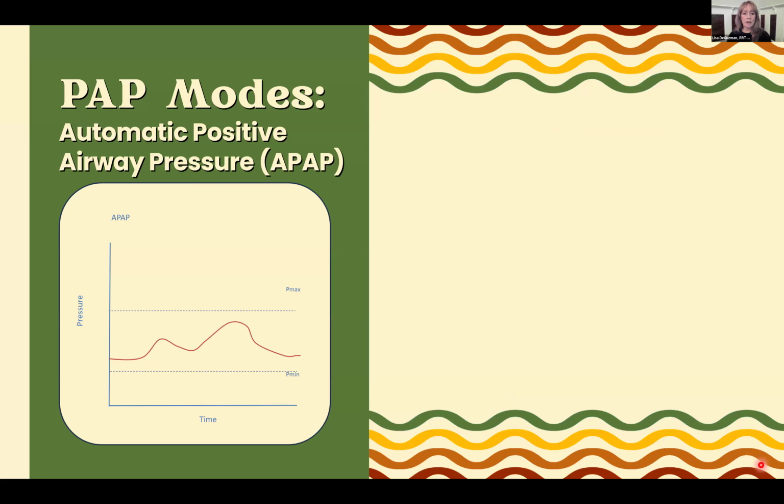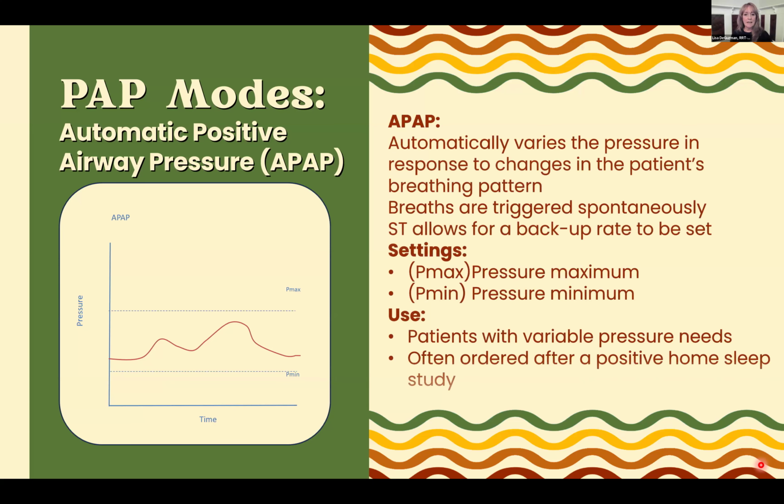APAP, automatic positive airway pressure. It fluctuates, and this is a good thing. Not everyone has the same sleep disordered breathing in all stages of sleep. Some are very REM dependent. That's when it's the worst. Then every other stage they're fine. So with AutoPAP, it varies the pressure and it responds to the patient's breathing pattern.